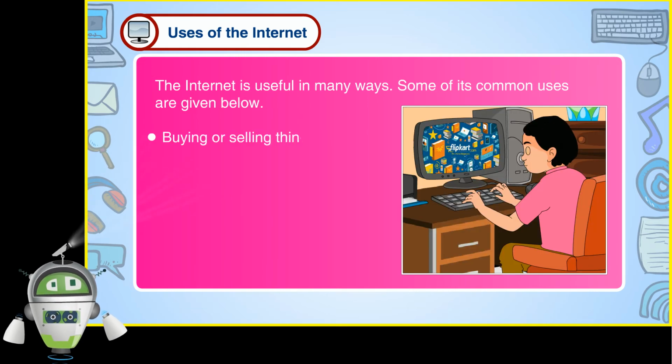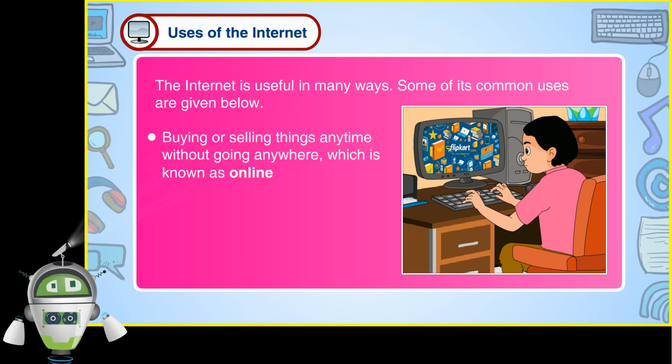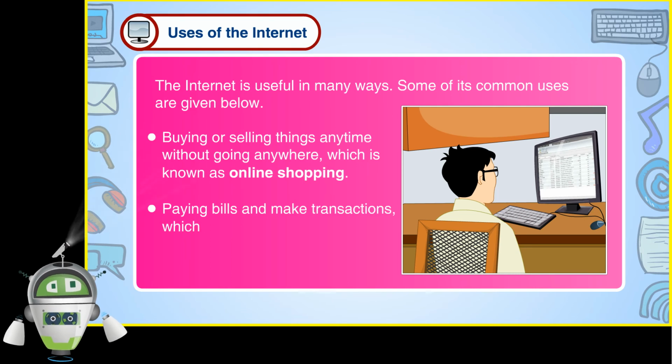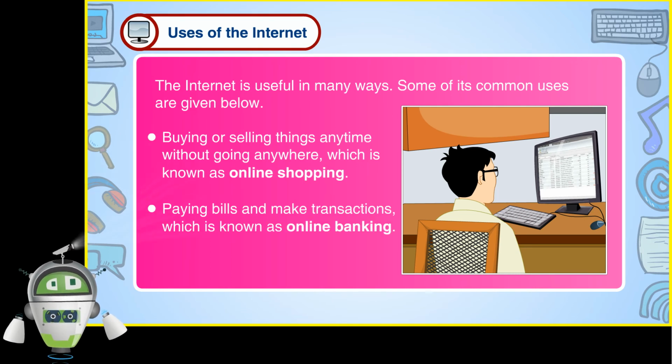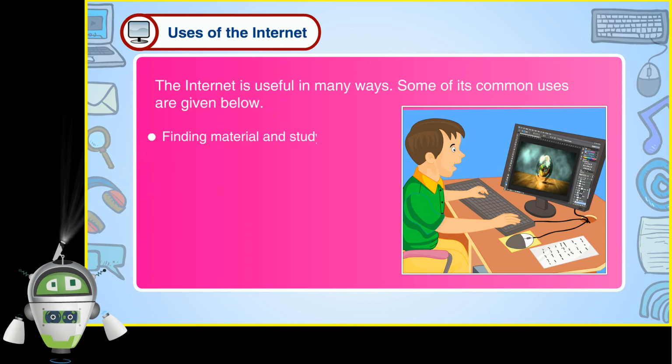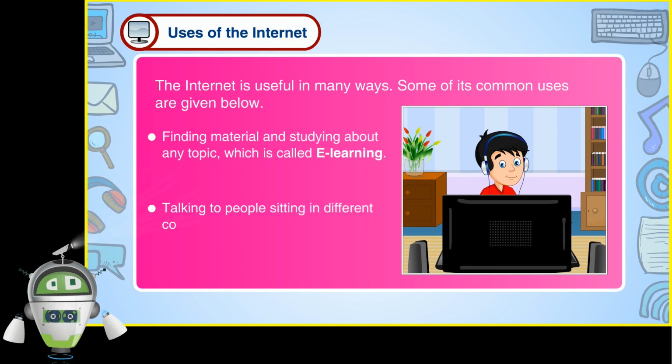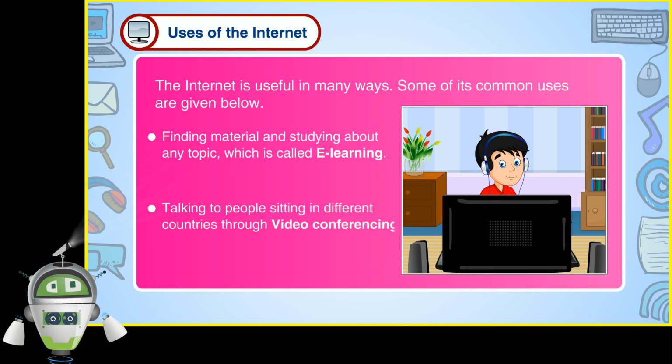Buying or selling things anytime without going anywhere, which is known as online shopping. Paying bills and making transactions, which is known as online banking. Finding material and studying about any topic, which is called e-learning. Talking to people sitting in different countries through video conferencing or chatting.